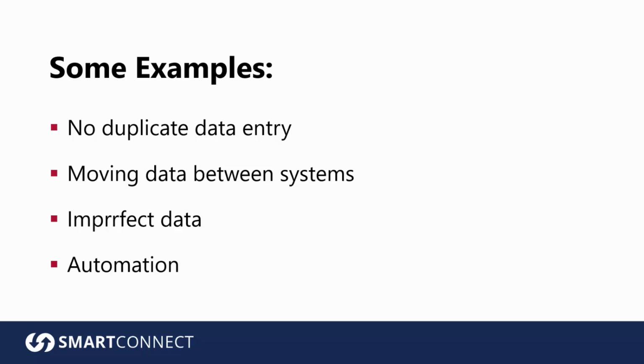When we talk about imperfect data, as you know, data is not perfect. For example, let's say your salespeople have in Customer Engagement their territory split out as Northeast, Northwest, Southeast, Southwest, etc. But in Business Central, there is only North, East, South, and West. With SmartConnect, you're able to translate the data from one system to another and have that data flow seamlessly.